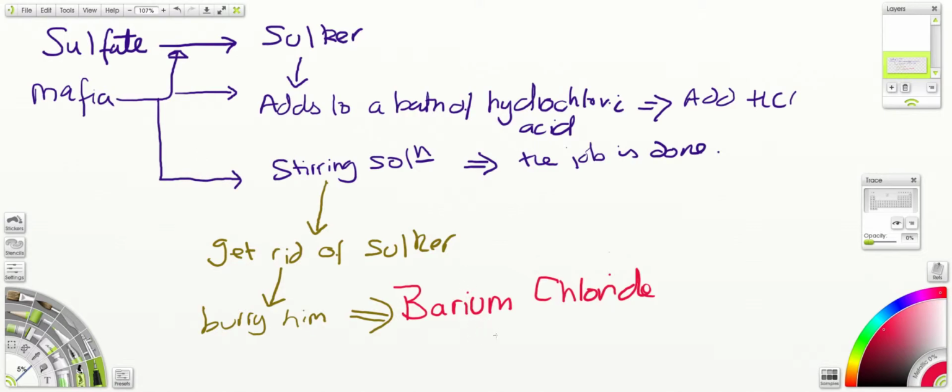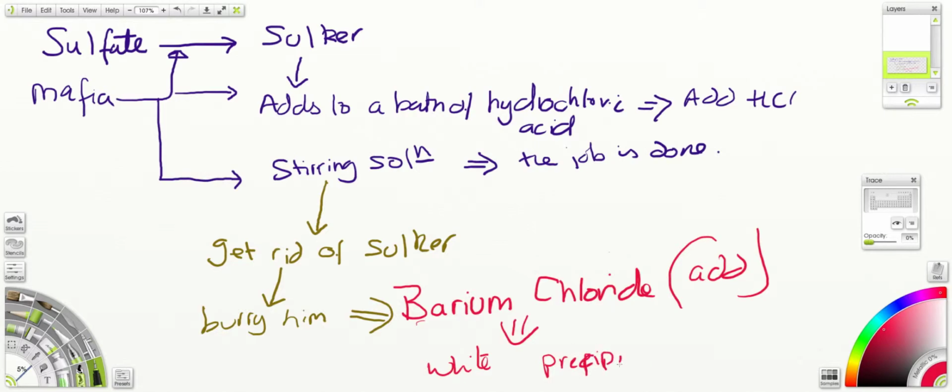Once you bury him in the barium chloride, so that's what you need to add, you need to add barium chloride. It's going to form, once again, a white precipitate if there was any sulfate to begin with. What is this white precipitate called? We've buried the sulca, so it's barium sulfate. Does that make sense, guys and girls?